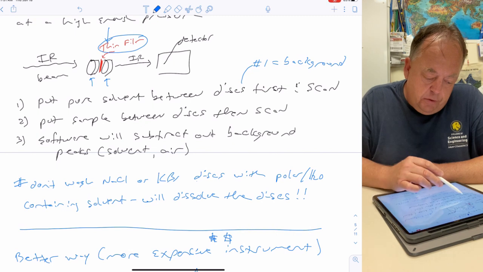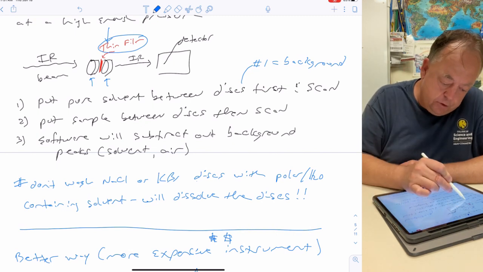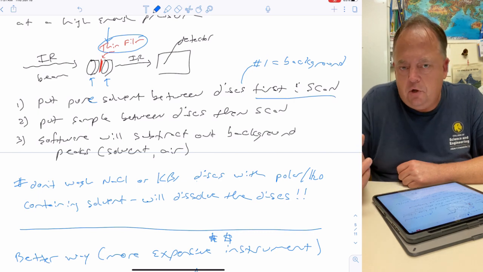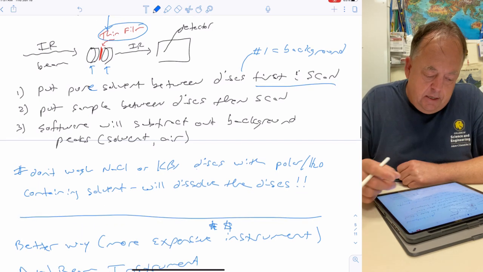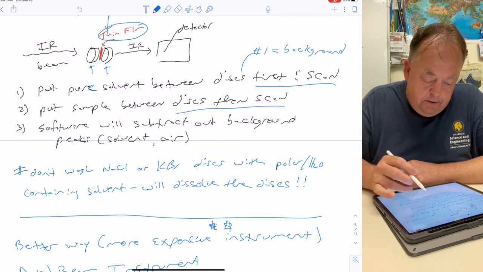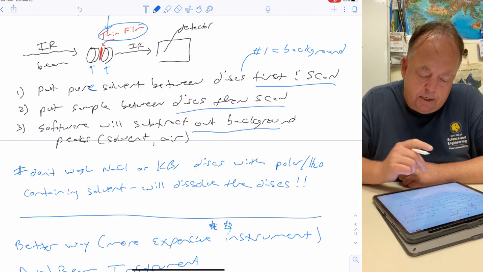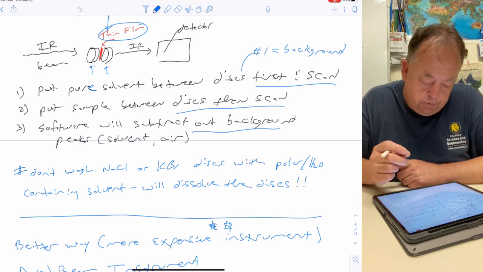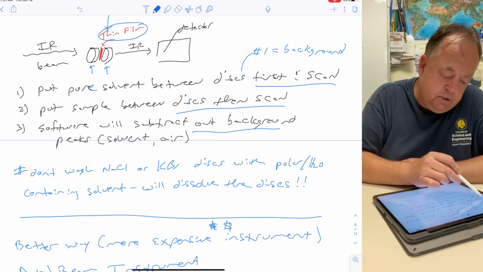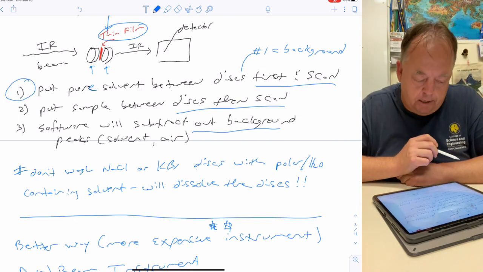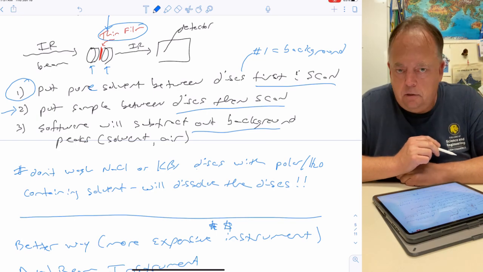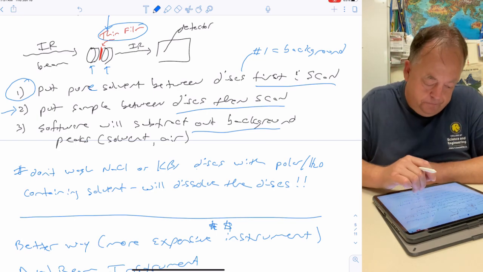So basically, you would put pure solvent between the two discs first and scan that, so you get what's called a background scan. And then you would put your sample between the two discs and rescan it, and the software will subtract out the background peaks. It will subtract out the solvent and the air peaks, since it gets that information from the first scan, and the peaks that remain would be the peaks due to your sample.